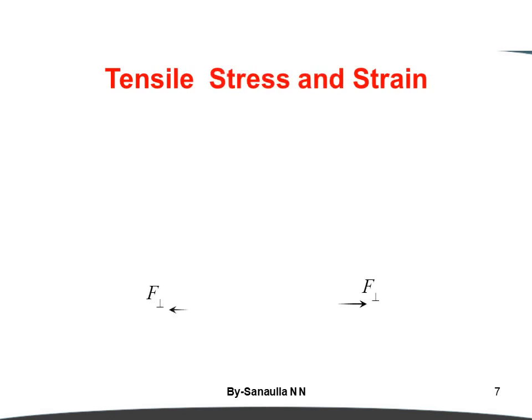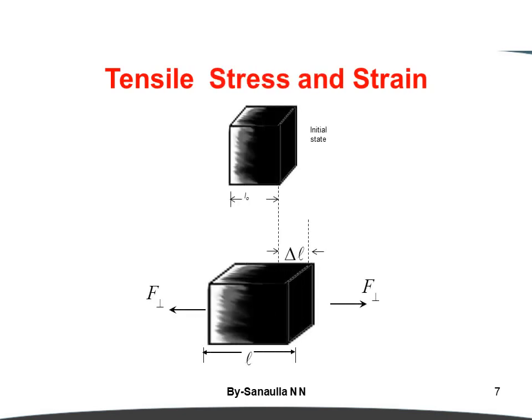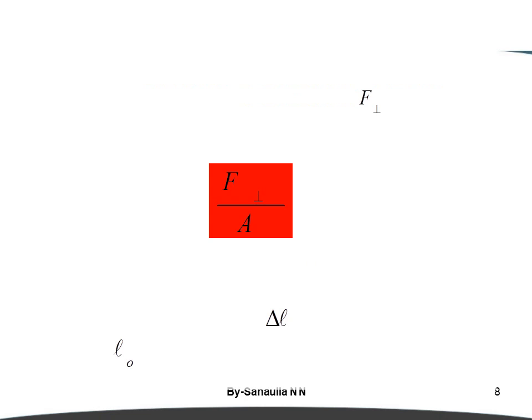Tensile stress and strain. You can see there is a box here, that is the initial state. It has an initial or original length L naught. After applying a force on the two outer faces, you can see the change in length. The original length is L naught, and the change in length is delta L, right? So make the statements now.